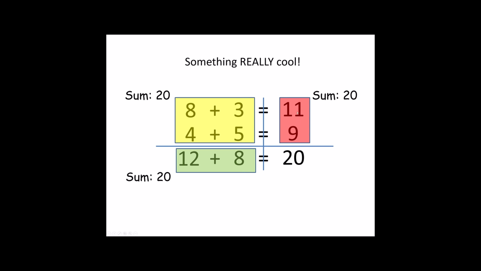Now, if I take my pile of 8 and 9 together, I get a 20. If I take my 12 and 8 and put them together, I get a 20. I could have this all as one big pile of 20.